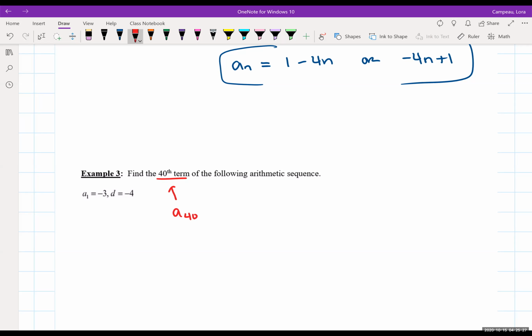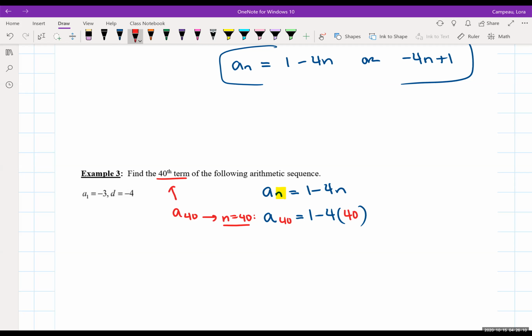So what you can do is take your general form, or your general term, which is a sub n, and I'll write that down for you. a sub n equals, we'll do the 1 minus 4n while we're here. And all we have to do is replace the n with 40. So if we do this, this will leave us with a sub 40 equals 1 minus 4. And again, you're going to replace the n with 40.